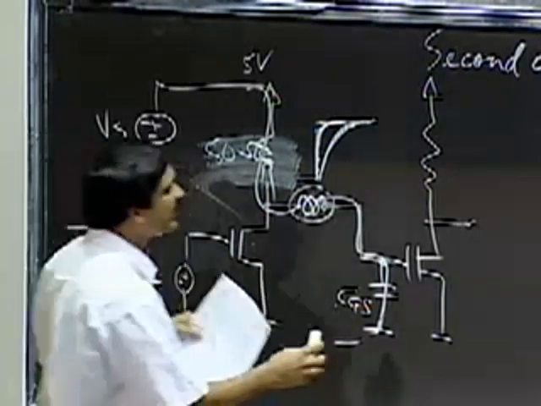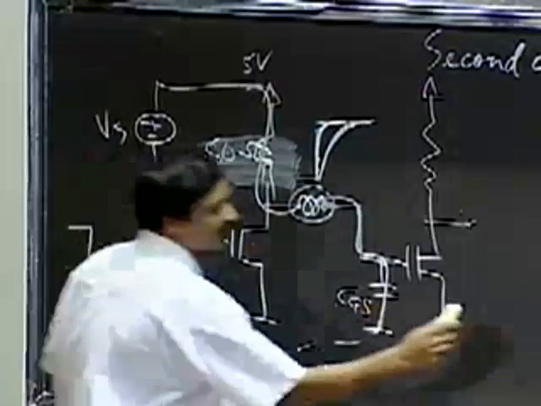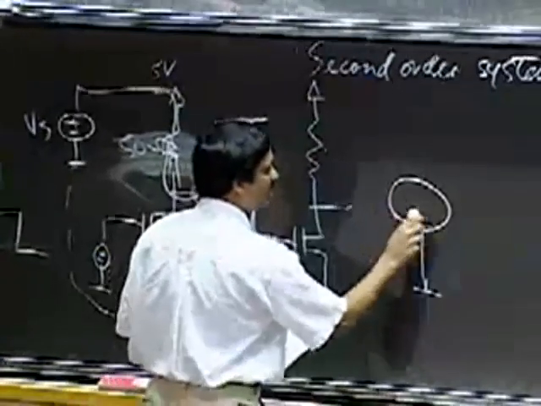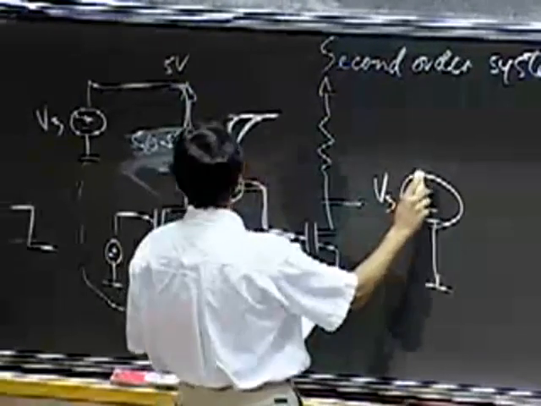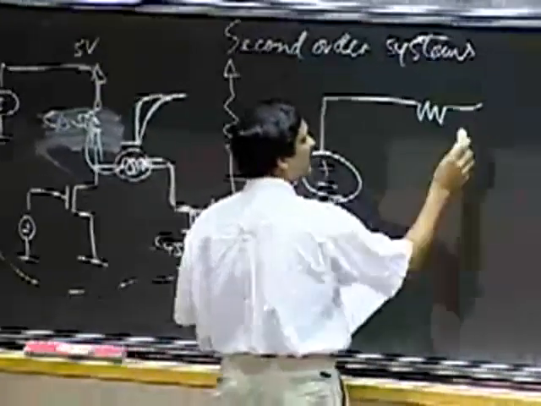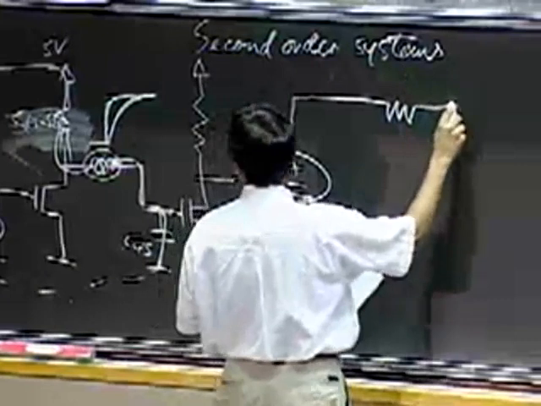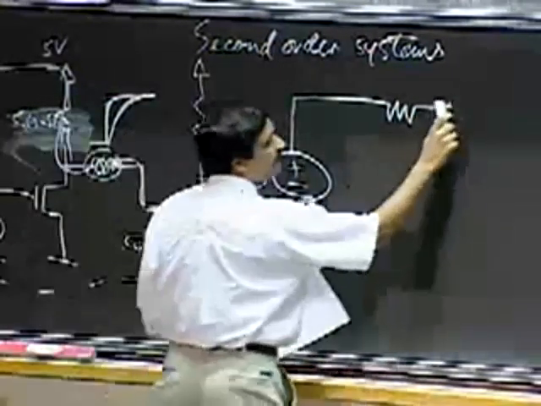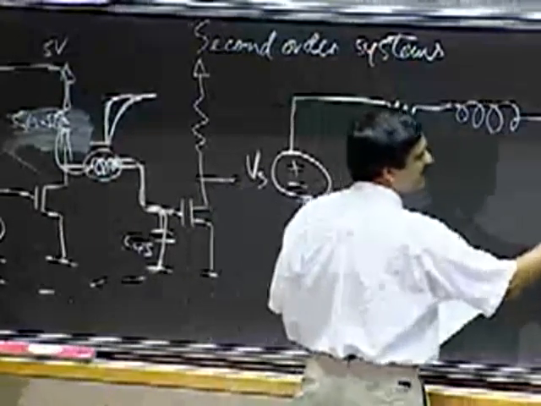Okay, and I can draw a quick circuit here. If you look at the circuit, start from ground, the voltage Vs, and there is a resistor here, okay? And then I have an inductor, and then I have a capacitor.